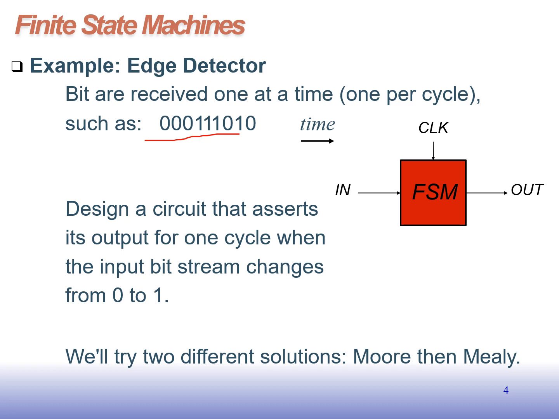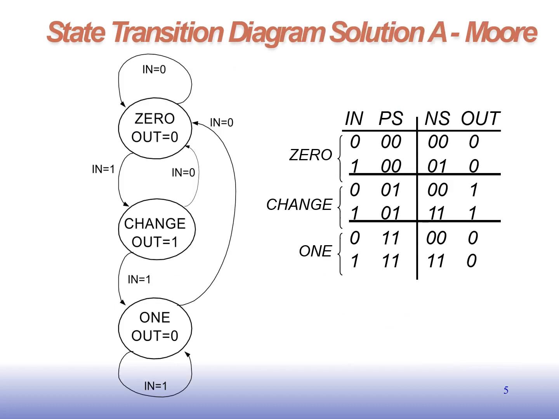Design a circuit that asserts, meaning makes high, its output for one cycle when the input bit stream changes from 0 to 1. Whenever the input changes from 0 to 1, the output must be high. This is the meaning of the statement. Now we can design the circuit first using the Moore machine and then the Mealy machine.